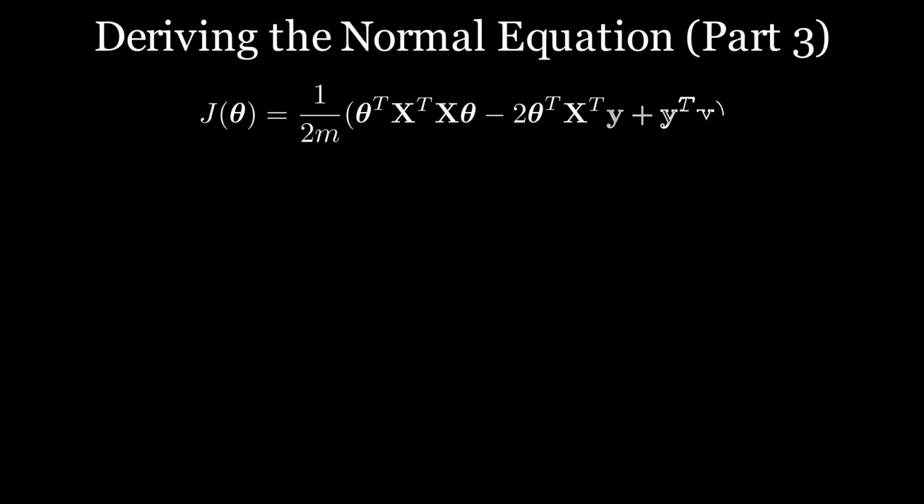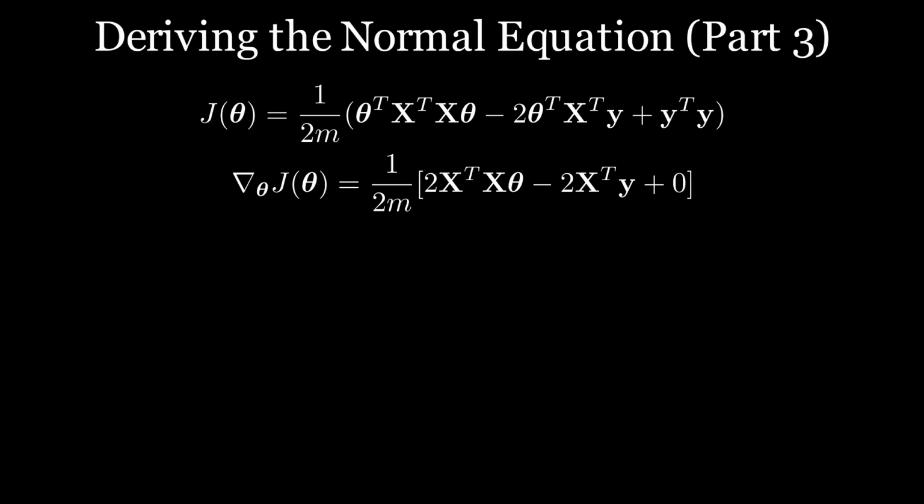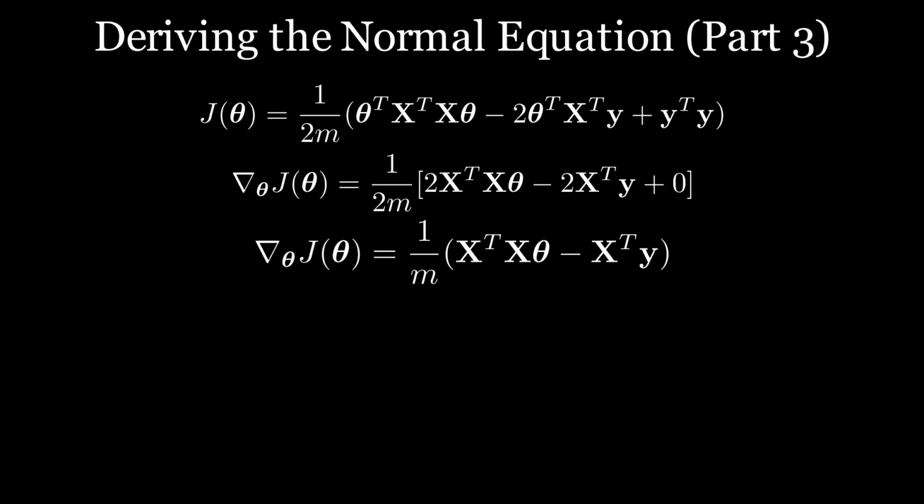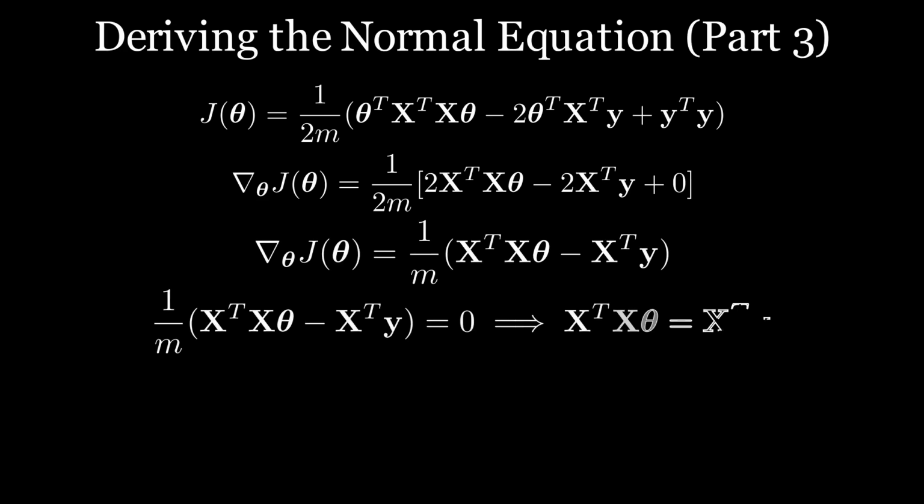Now we're ready to take the gradient of j with respect to theta. We'll use a few standard matrix calculus rules. The derivative of the first term, a quadratic form, is 2 times x transpose x times theta. The derivative of the second linear term is just the constant vector part. And the derivative of the last term, which doesn't contain theta, is 0. Simplifying this expression, the 2's cancel out. To find the minimum, we set the gradient to 0. Finally, to solve for theta, we multiply by the inverse of x transpose x. This gives us the famous normal equation.